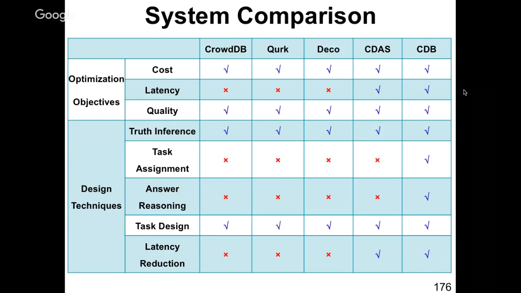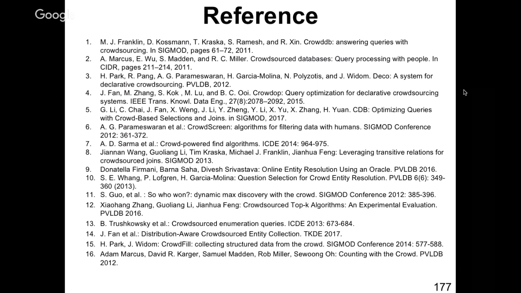For example, we can see that CrowdDB focuses on cost and quality optimization, while it does not talk too much about the latency. Okay? And these are the design techniques and how the systems support the design techniques, which were mentioned by my colleagues. Okay, thank you very much for your listening.